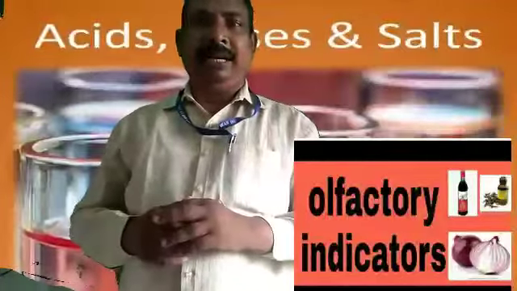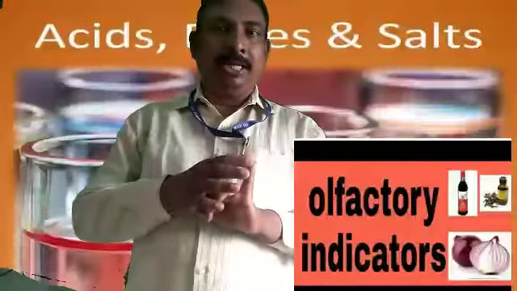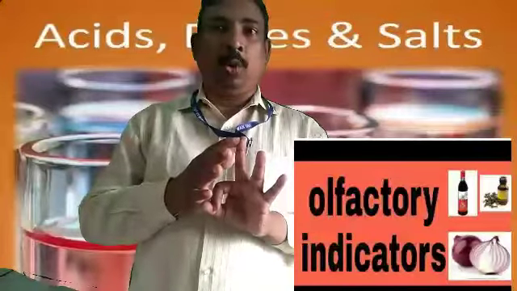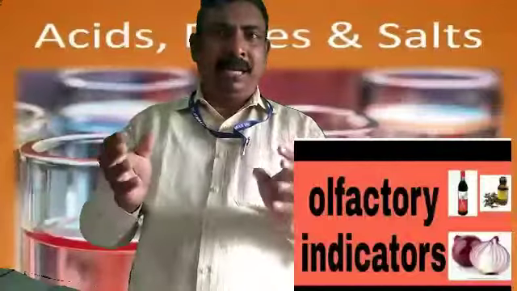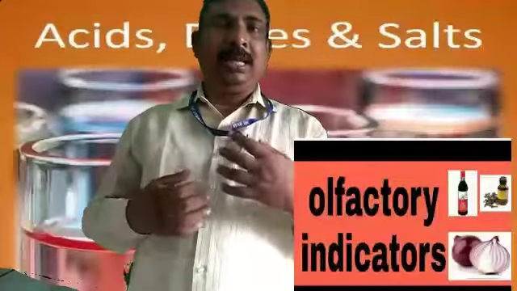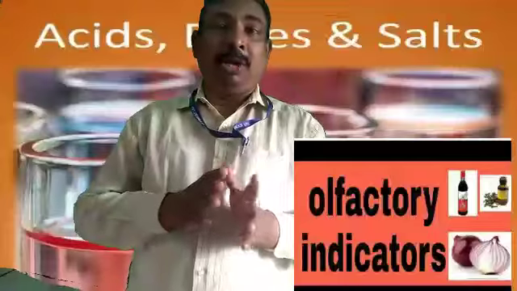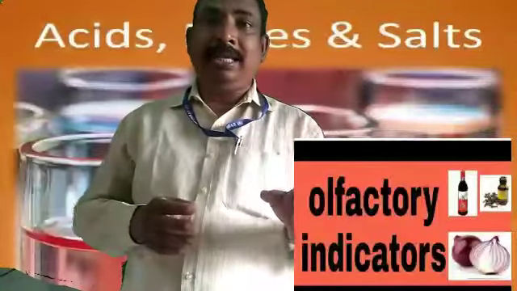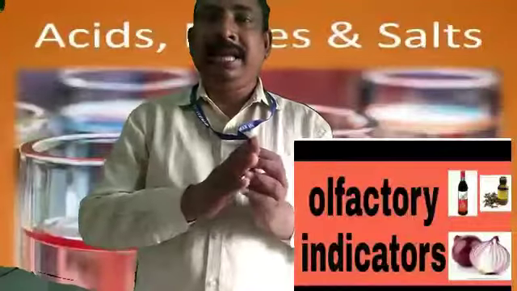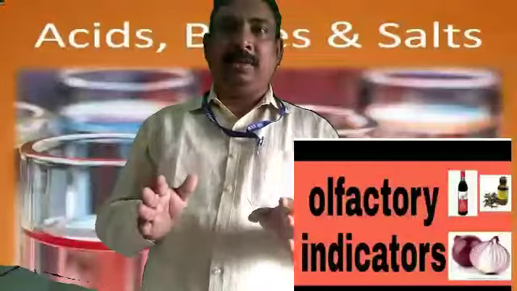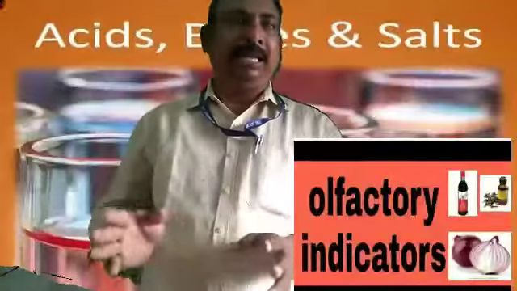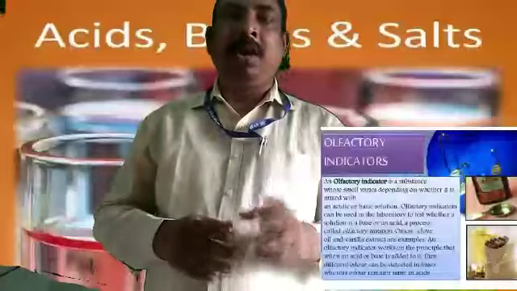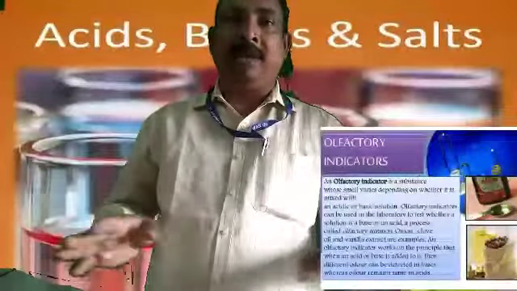So three olfactory indicators I want to share with you. That is onion, chopped onion, second vinegar, and third clove oil. They have different smells and we can smell them before testing. But in acidic medium, these three will not change their smell. The smell will remain like that only. But in basic medium, all three will lose their smell.